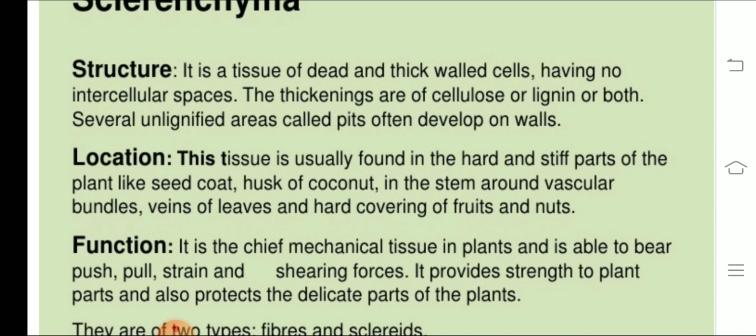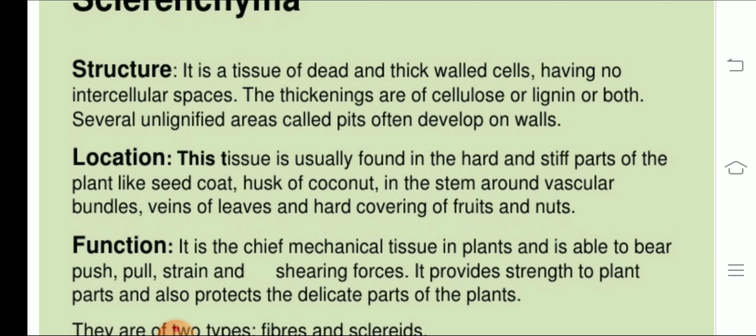In these lignified areas, some areas will have pits, small holes developed on the walls. And where is it found? It is usually found in the hard and stiff parts of the plants: seed coat, husk of the coconut, fibers, around vascular bundles, veins of leaves, and hard coverings of fruits and nuts. The chief function of this tissue is to give mechanical support to the plant in such a way that it does not get uprooted in any climatic conditions.